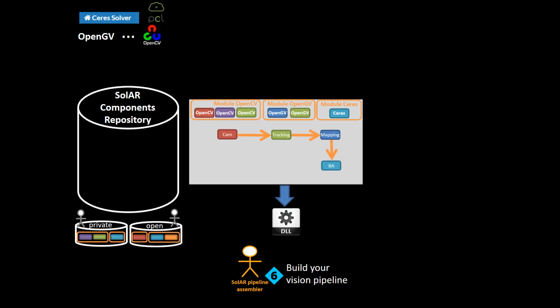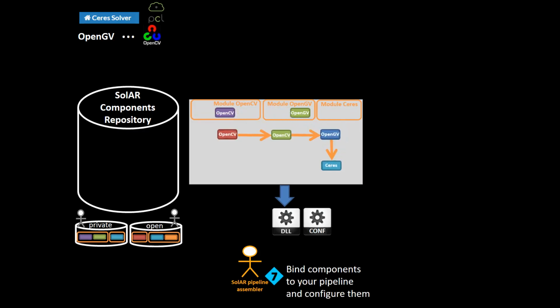Then it can build a pipeline for sharing with the SolAR community. After that, it can bind and configure component implementations embedded in modules. No need to rebuild the pipeline if you want to swap one component implementation by another, as the binding and configuration of the components is done at runtime and defined in a dedicated XML configuration file.